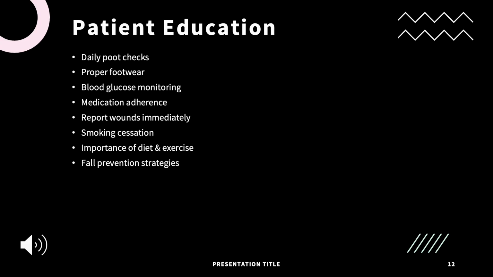Patients should report wounds or signs of infection immediately to prevent worsening complications. Smoking cessation should also be encouraged because smoking worsens vascular disease and circulation problems. Fall prevention strategies, including proper lighting, supportive footwear, and home safety modifications, should also be discussed.